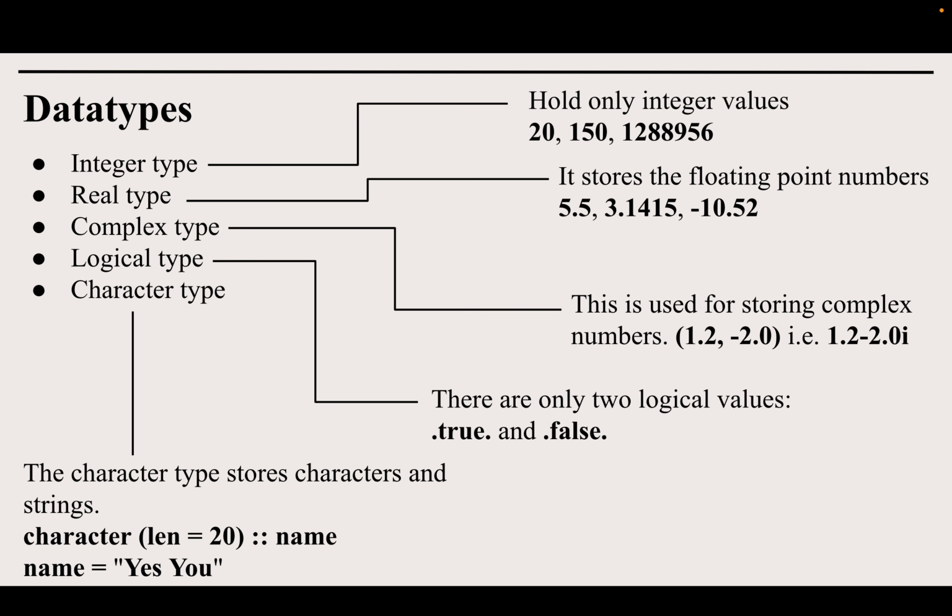Next is character type. Character means we can write someone's name, a place, a book name, and many other names. For that we need a variable which has to be of character type. And in the character type we have to define a length. Like if you give your name, the length of your name should also be defined in this section. That is len equal to 20.